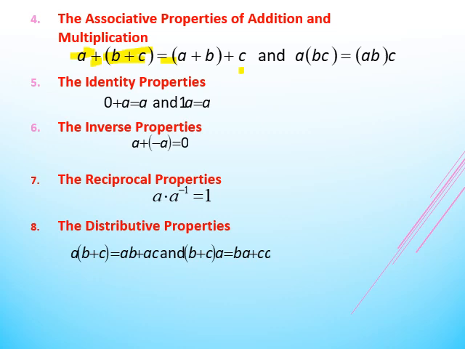Property number 8, which is the distributive property. The distributive property means that we can distribute a, which is a real number, over two real numbers added to each other and get the result as shown here: a times b, which is ab, plus a times c, which is ac.